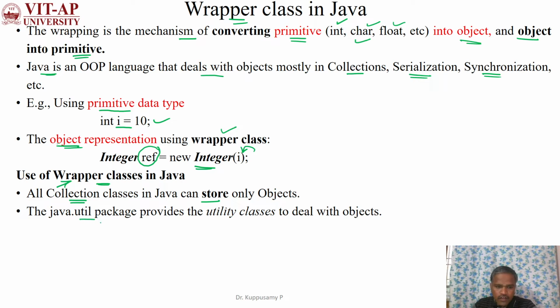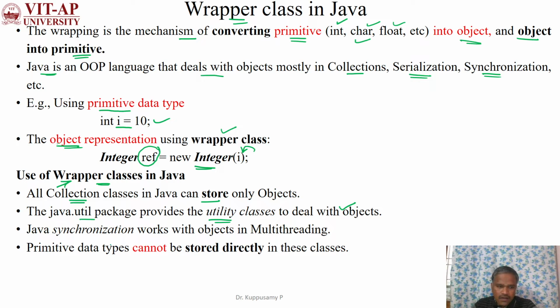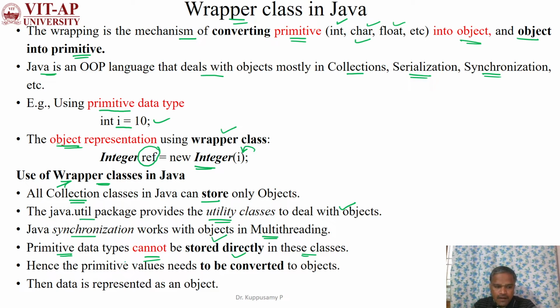Likewise, the java.util package provides utility classes to deal with objects, and where we are using synchronization, objects are also used to represent multi-threading programming, and primitive data types cannot be stored directly in these classes. So we use the wrapper class data type instead of the primitive data type to represent the objects in classes, and the data is finally represented as an object.